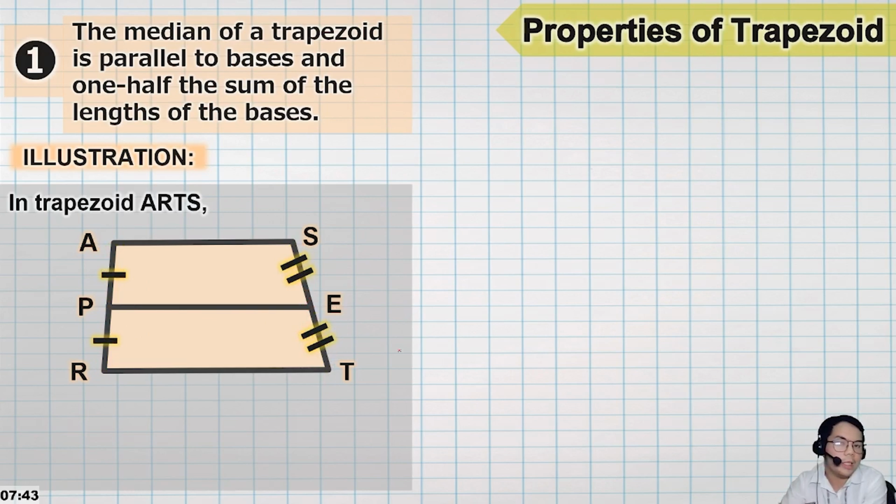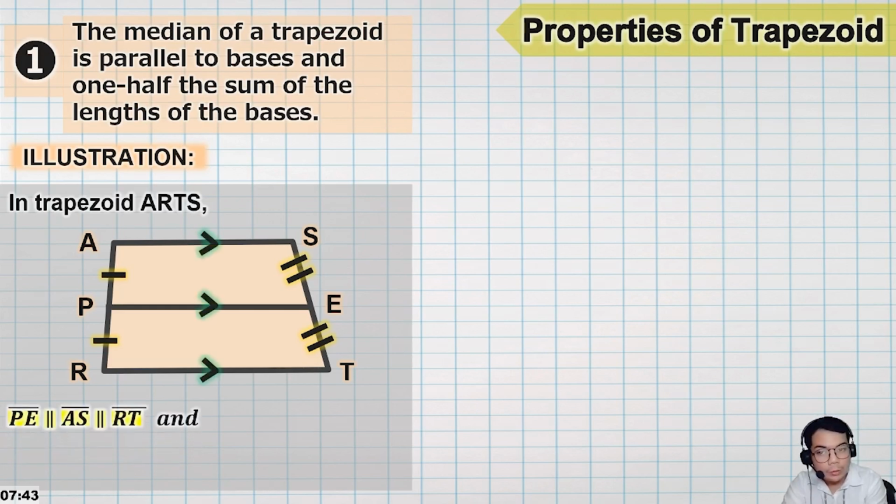So, the first property of the median is that it will be parallel to the bases of this given trapezoid. In this case, AS is one of the bases, and the other base RT is parallel to the median, which is line segment PE.